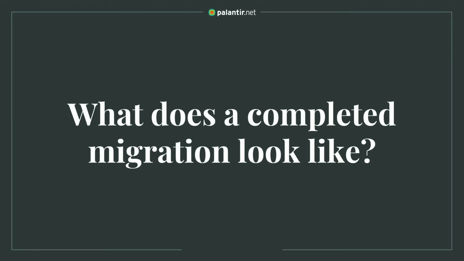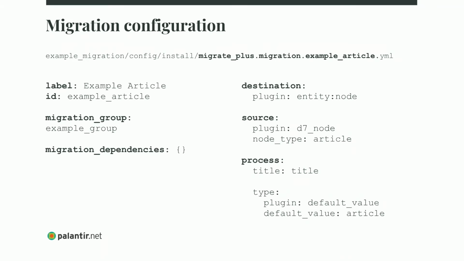All right, so that's a lot. What does the actual migration look like? These configuration files more or less look like this. There's one file per migration. They've got an ID, and they're part of that group if it makes sense.